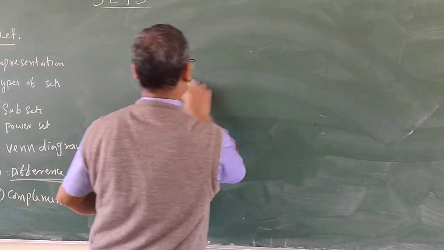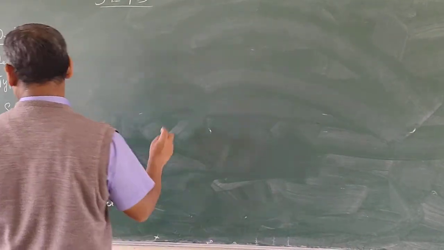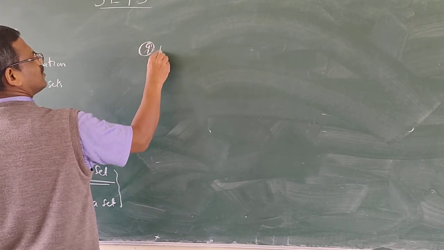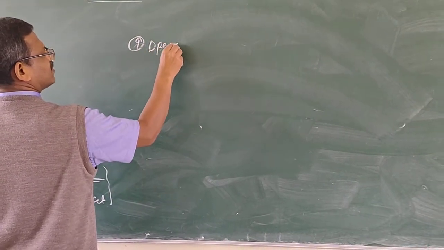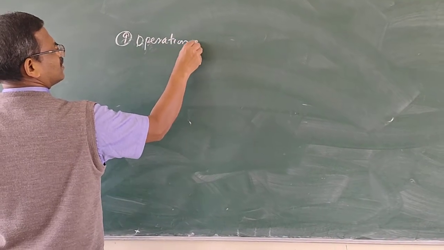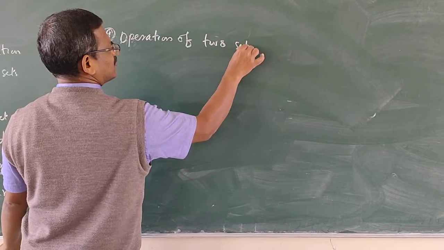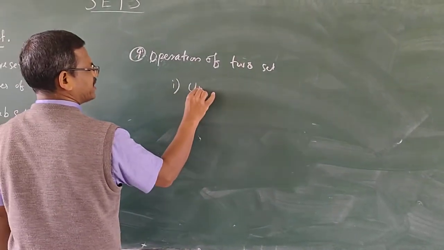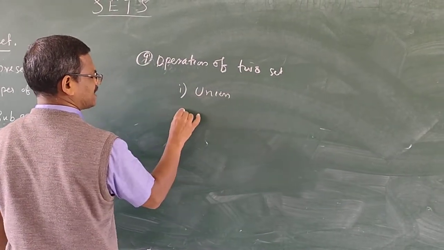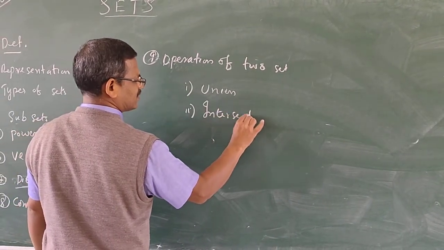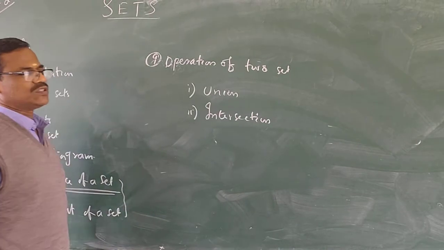And one thing I have forgotten in between, that is the operations of two sets. One is union and the other one is intersection. These are the two things.